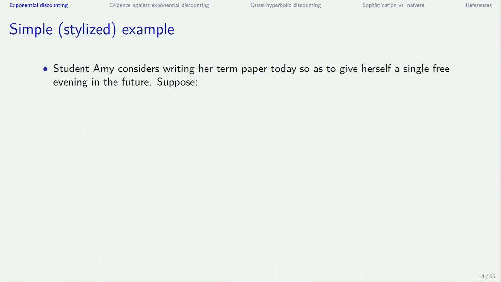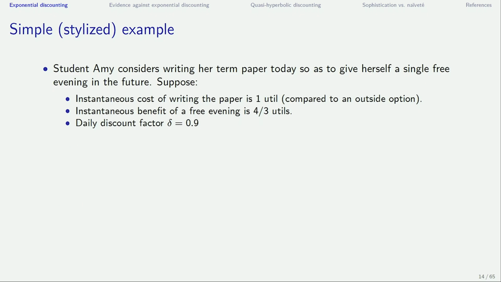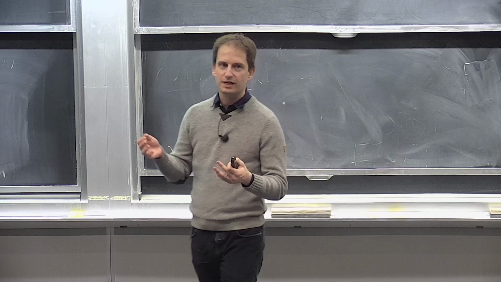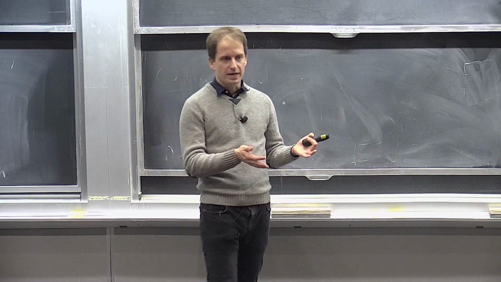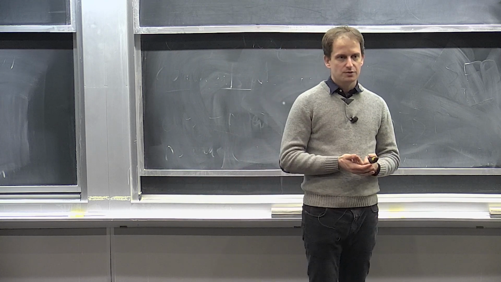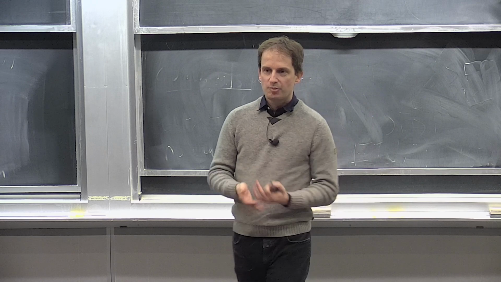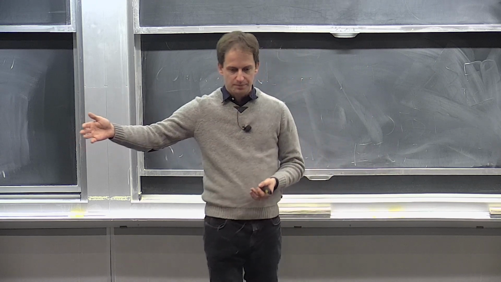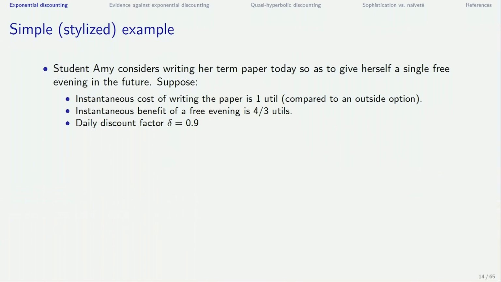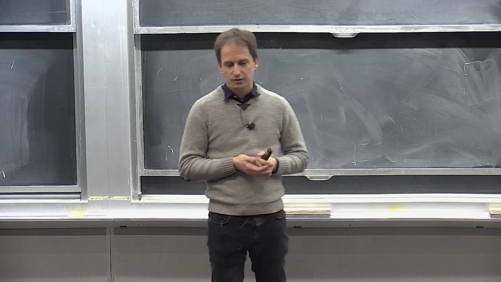Now, let me give you an example of how this helps us think about how people make choices over time. Student Amy considers writing a term paper today so as to give herself a free evening in the future. The idea is that the student, tonight, has some opportunity cost, an outside option. She could watch TV, she could meet her friends, or she could write her paper right now. Writing the paper comes at a utility cost of -1, because the other activities would be more fun. She'd rather watch movies. She doesn't have a free evening if she doesn't write the paper, but she just prefers not to write it right now.